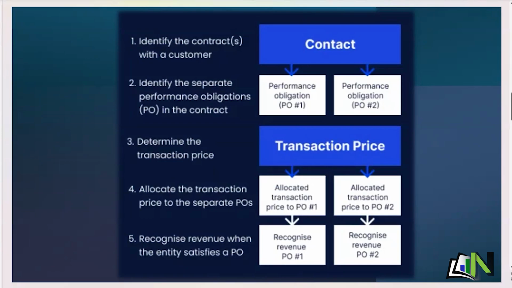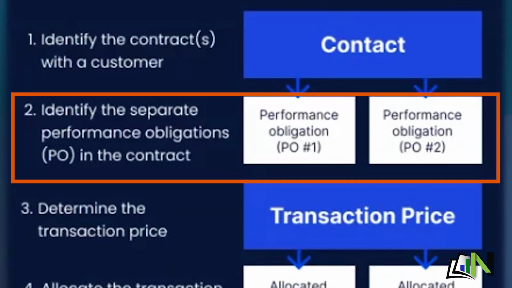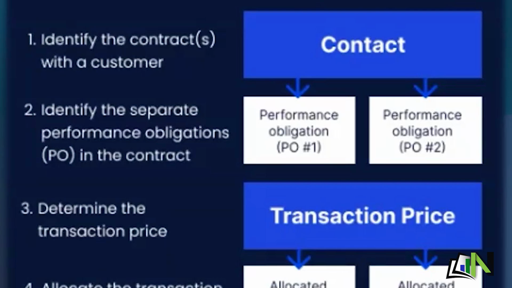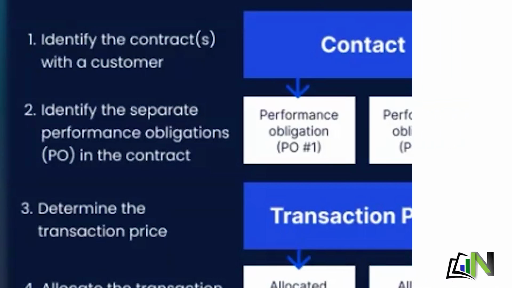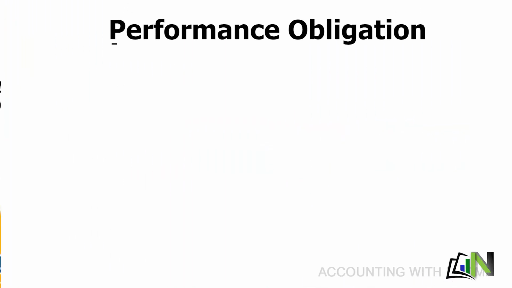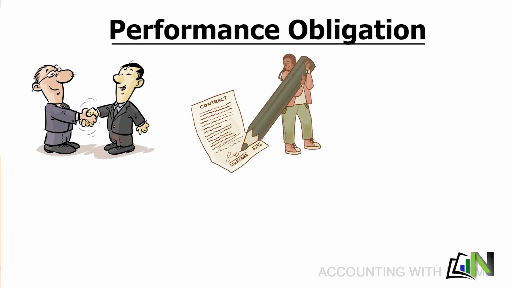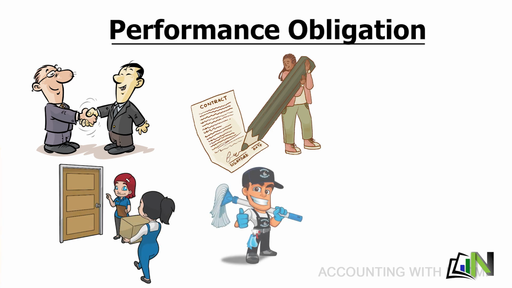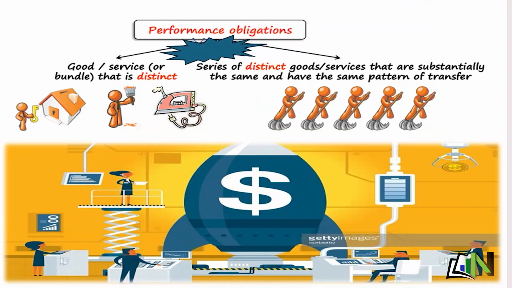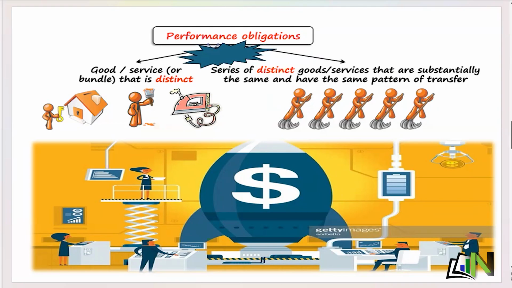Step 2, we're looking at identifying the performance obligations. Wait, hold on. Before we go ahead, what are performance obligations? Performance obligations are promises in a contract to transfer to a customer goods or services that are distinct, that is individually, or a series of distinct goods or services that are substantially the same and have the same pattern of transfer.